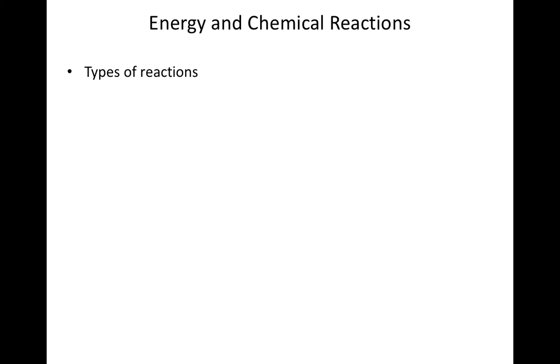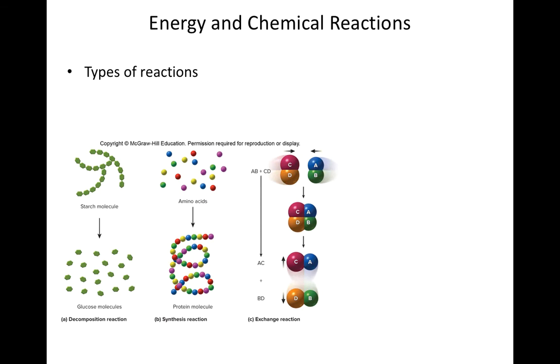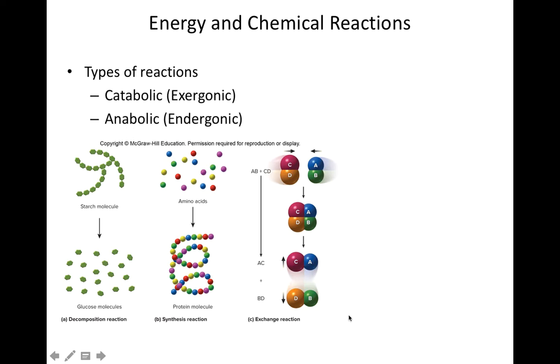So last thing to look at here in this first topic is going to be chemical reactions. We're going to look at the different types of reactions, which direction they proceed, and what's going to affect how quickly they're going to occur. First of all, basically we have three different types of reactions. We have what are called decomposition reactions, synthesis reactions, and exchange reactions. All of these are going to fall into one of two categories: catabolic or anabolic.